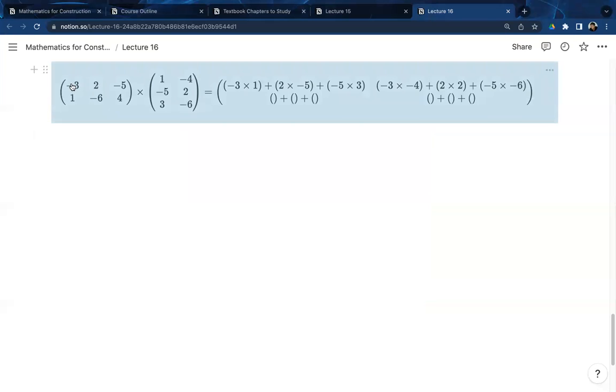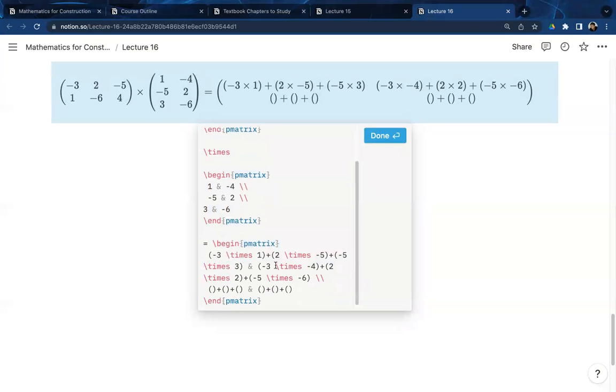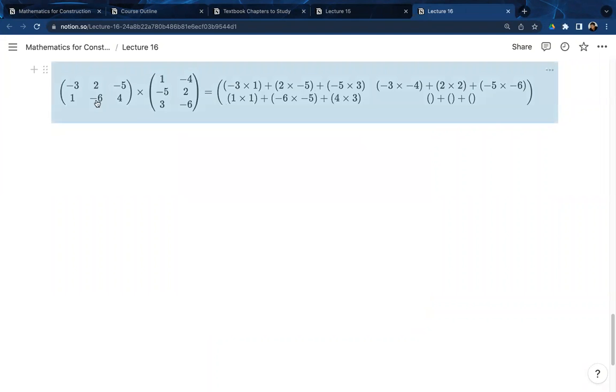Right. So -3 by -4, 2 by 2, -5 by -6. This lower left corner here is second row, first column. So the first numbers will change now. This will be 1, this will be -6, this will be 4, right? 1 by 1, -6 by -5, 4 by 3.